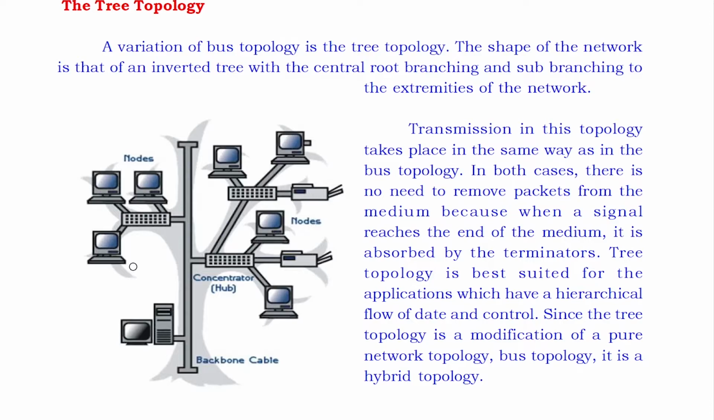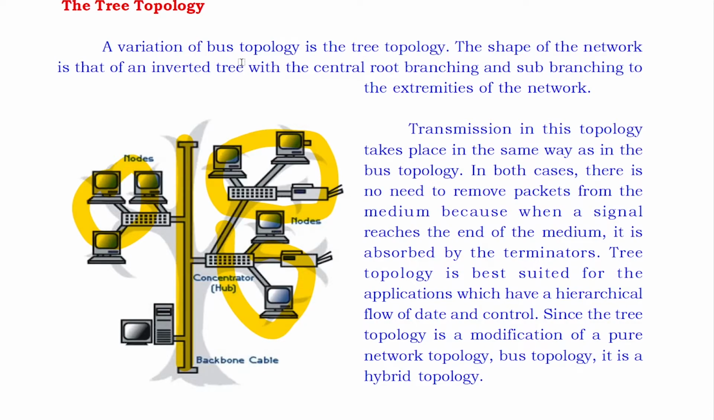Next is the tree topology. It's a hybrid combination of existing topologies, like a star and a linear bus. You can see here, this is a bus topology with a common cable, and this is like a star topology, and they are interconnected. So this is called a hybrid. It's called a tree because it has a root and then branches, and that's why it's sometimes called a tree topology.